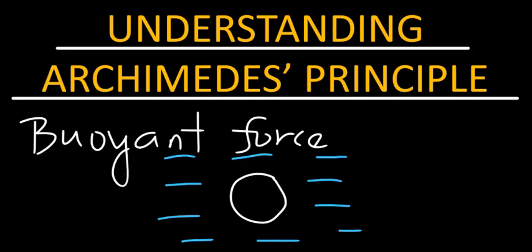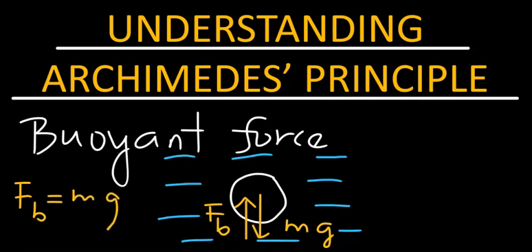If we take a look at the free body diagram of this object, there is its weight acting downward, given by mass times gravitational acceleration, and there is an upward force due to that water acting in an upward direction on the object, and that is the buoyant force. For an object that floats, this buoyant force equals the weight of the object. If the weight of the object is greater than the buoyant force, then the object sinks.